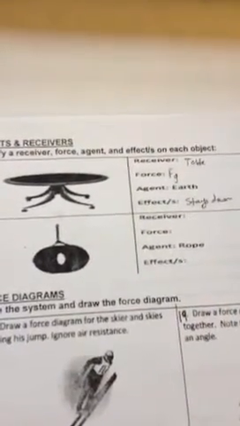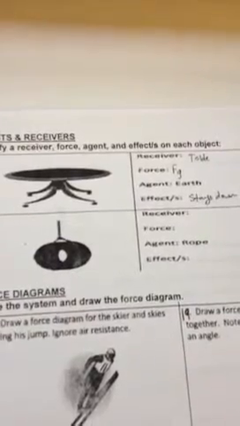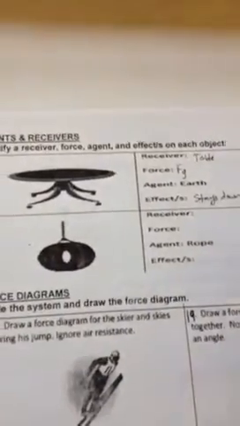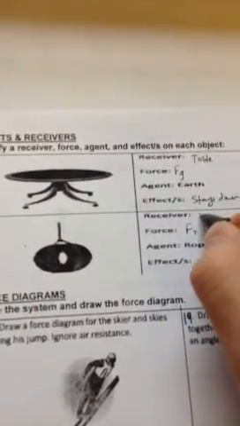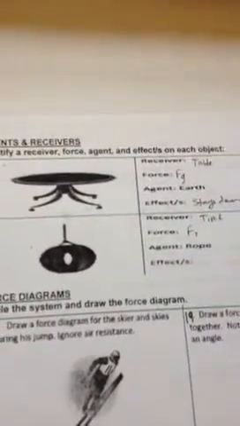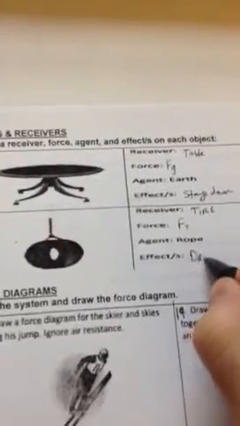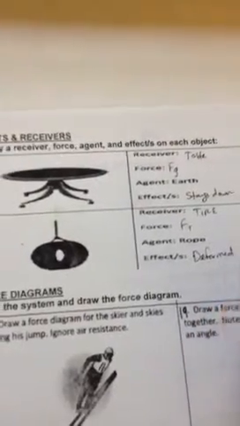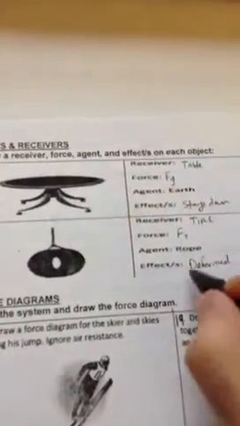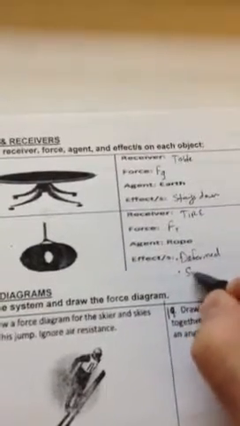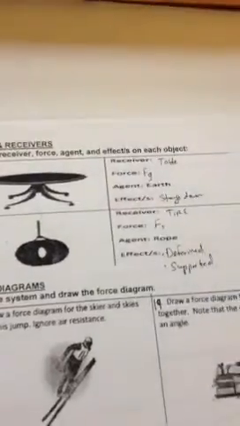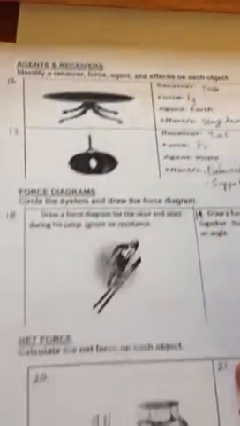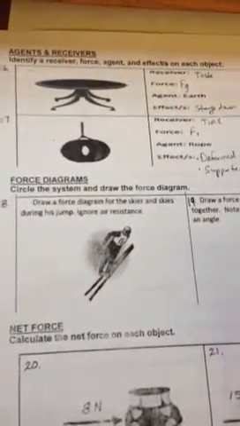The next picture, we have a tire hanging from a rope or a tire swing. So if the agent is the rope, ropes apply a force called force tension. The tire is receiving that. And you could have said a number of things like it is deformed. That tire will be slightly deformed, or you could say that the tire is supported. In other words, it's held up off the ground. Something like that's acceptable.